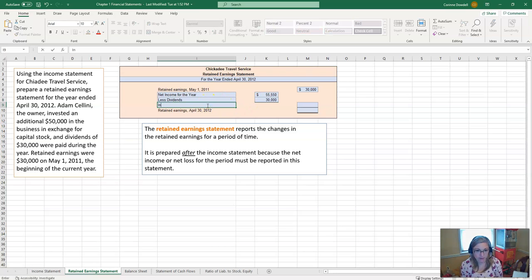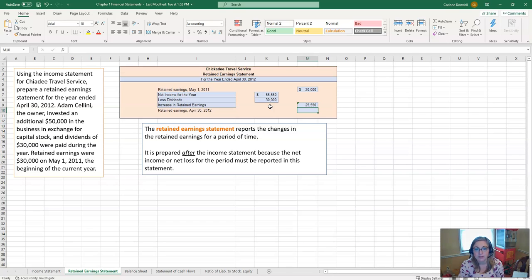And we will then calculate our increase in retained earnings. Now you can have a decrease in retained earnings. That's if your dividends were greater than your net income, or if you had a net loss, you might end up with a decrease in retained earnings. But for this example, we have an increase in retained earnings. And so to figure out the increase, we take the net income for the year and we back out any of the dividends that were paid.